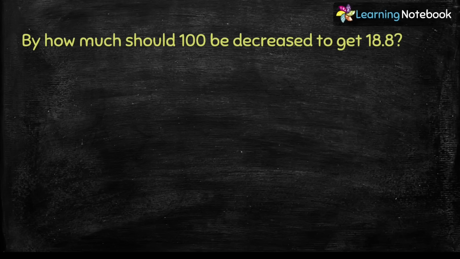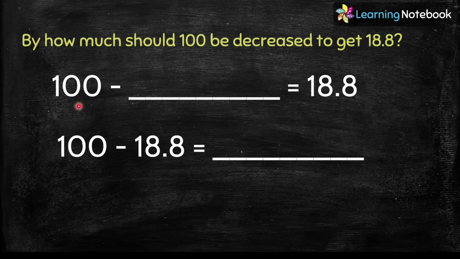So their signs will also change. 18.8 becomes minus 18.8 and minus dash becomes plus dash. So we have to find 100 minus 18.8. To subtract these two decimal numbers, let's convert them into like decimals having 1 decimal place. Now let's write them in columns and start subtracting them.